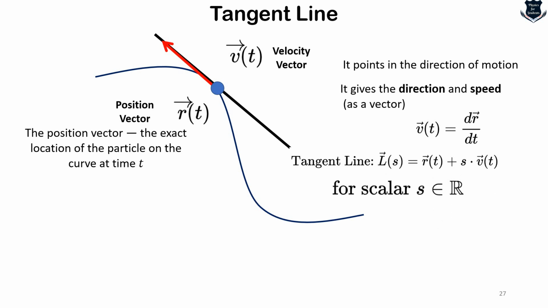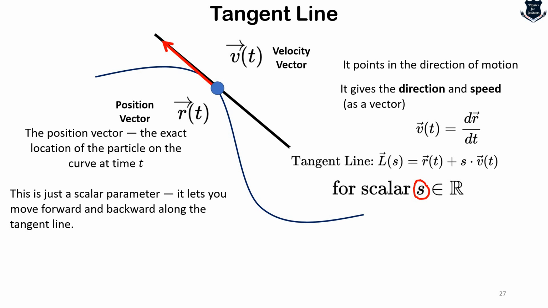L(s) equals r(t) plus s times v(t), for all the scalars s which are a member of R, that means the real numbers. Simple. Now you might be wondering what this s is about. Remember, this s is just a scalar parameter. That means it lets you know how you move forward or backward along the tangent line. So for example, if the scalar is s equals 0, then I'm standing on that point. If s is less than 0, I'm moving in the opposite direction. If s is greater than 0, you're moving in the direction of the velocity vector.